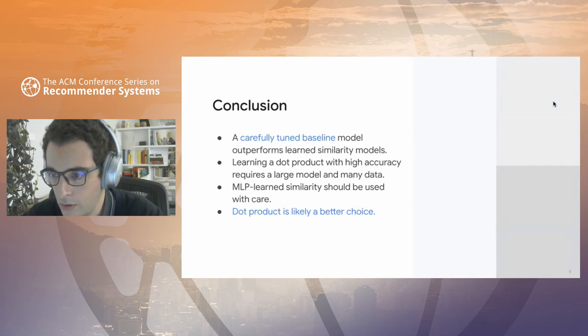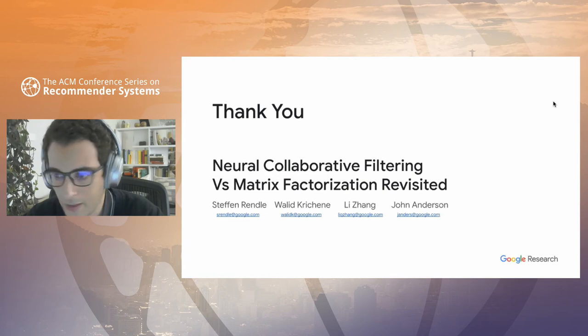So to conclude, this work compared similarity functions for recommendation and showed that a carefully tuned dot product baseline outperforms learned similarity models. It also showed that in practice, learning a dot product with an MLP would require a very large model or a very large data set. So we think that NCF similarity should be used with care and that dot product is likely a better default choice in most cases. Thanks for listening, and I'll take any questions.